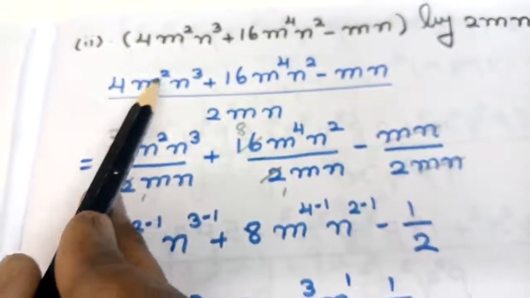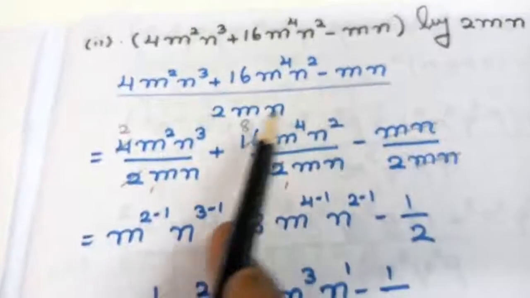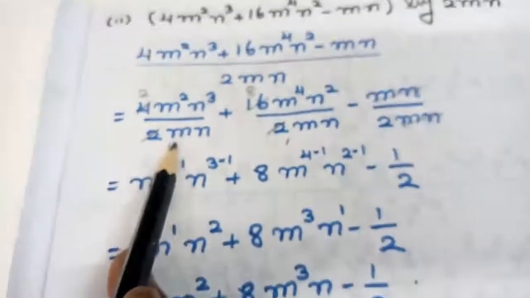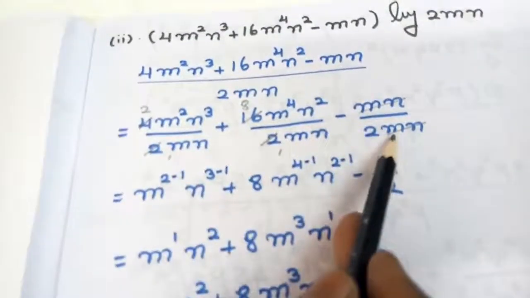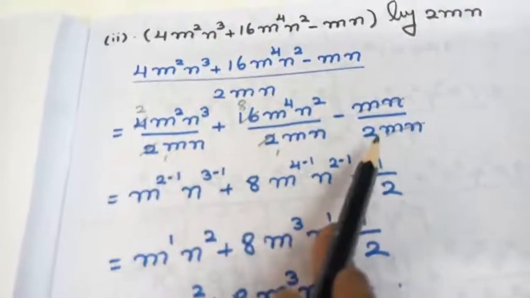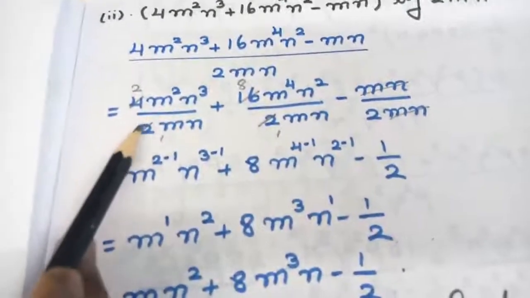At the top you are going to check, you are having 3 terms: 1, 2, 3 terms. For these 3 terms, I am going to bring the denominator, 2mn, separately for each term. So after bringing it for each term separately, I am just doing a small calculation. You are going to cancel the terms.